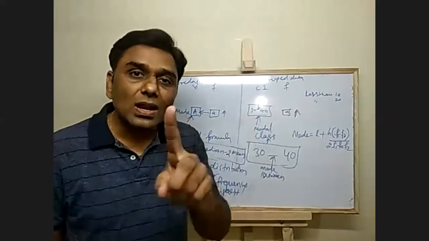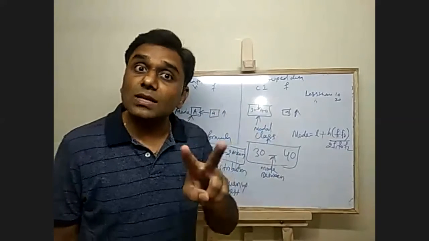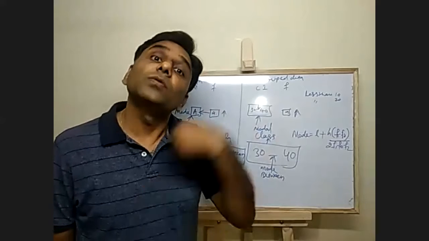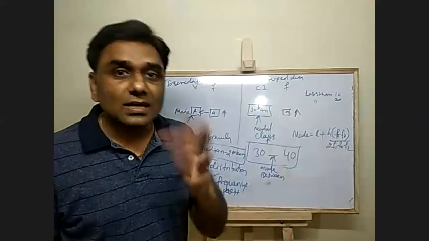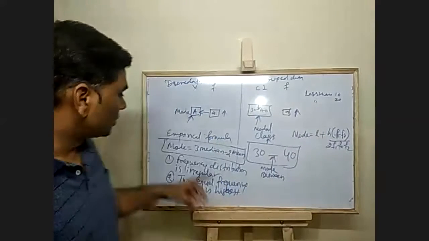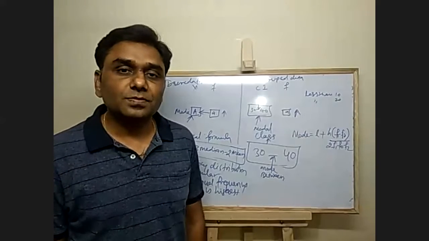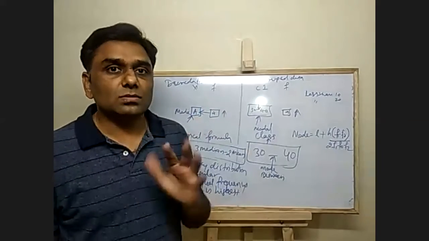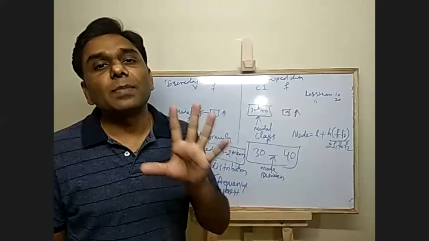If we have one, then we know that it is the modal class. But if there are two class intervals with equal frequency, which is highest, then we are getting two class intervals, so which is the modal class? That's the confusion. So that time also we can use the empirical formula. So you have to observe first and see which is applicable.